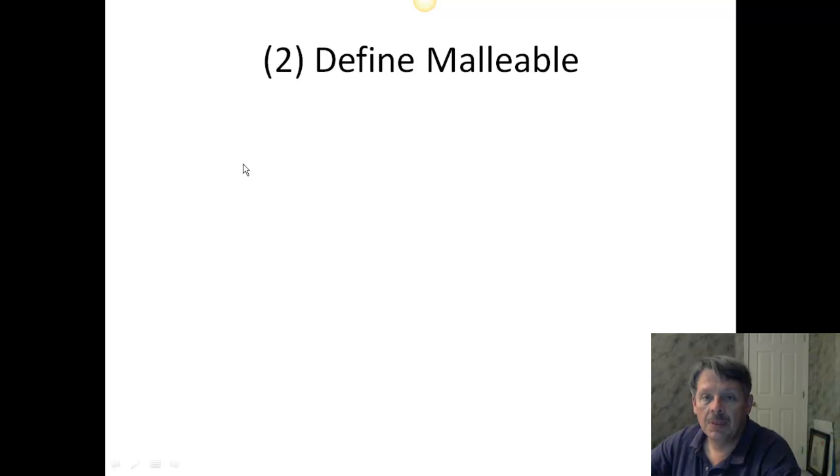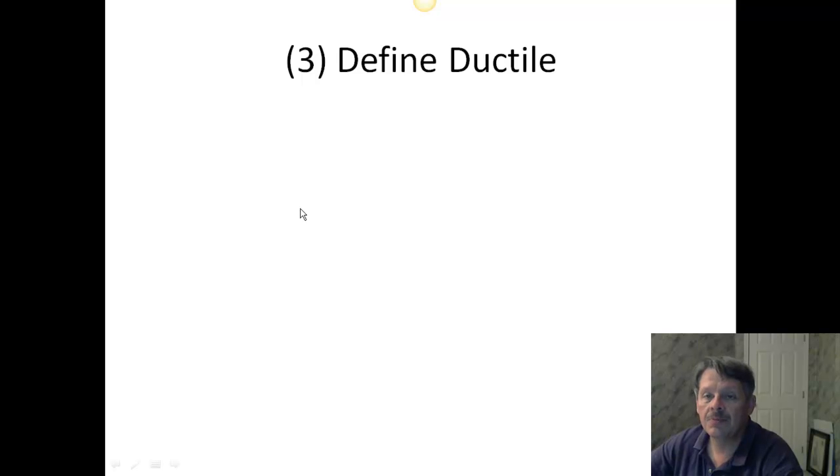Define malleable. Malleable means that I can take a metal and I can pound it. I can hit it with a hammer. So most metals, many metals, are malleable and you can pound them into sheets.